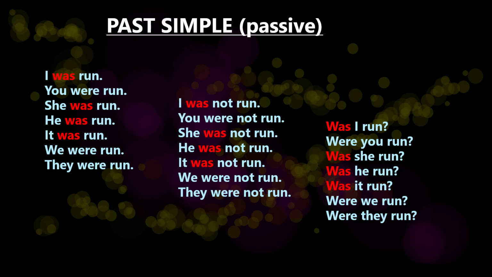I was not run. You were not run. She was not run. He was not run. It was not run. We were not run. They were not run. Was I run? Were you run? Was she run? Was he run? Was it run? Were we run? Were they run?